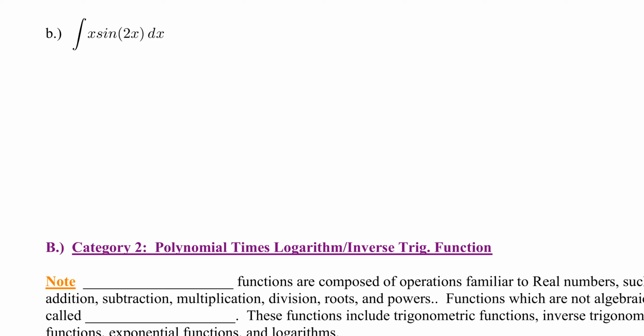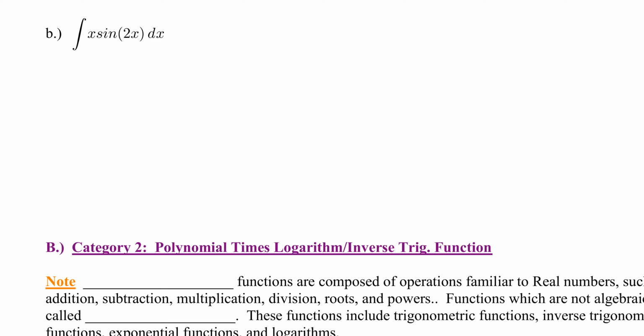First of all, observe the nature of the integrand. We've got the product of a power function, x to the first power, and a trigonometric function, sine of 2x. An ordinary u substitution would not allow us to convert the entire integrand in terms of u.